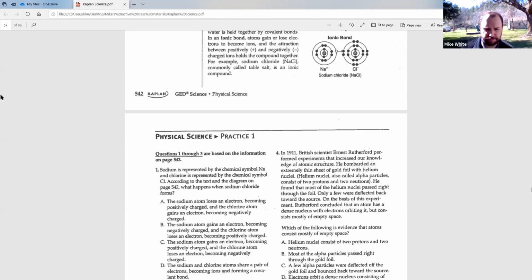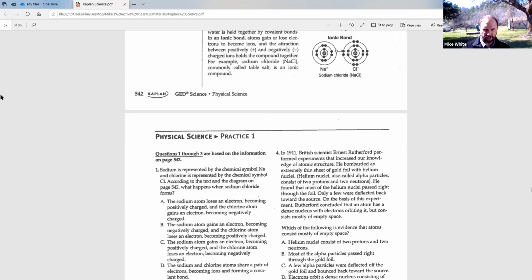All right, so let's read through these options. And remember, sodium chloride is an ionic bond, meaning it is not sharing electrons like a covalent bond, but giving away or taking electrons. A says the sodium atom loses an electron, becoming positively charged, and the chlorine atom gains an electron, becoming negatively charged. B, the sodium atom gains an electron, becoming negatively charged, and the chlorine atom loses an electron, becoming positive. C, the chlorine atom gains an electron, becoming positively charged, and the chlorine atom loses an electron, becoming negatively charged. Or D, sodium and chlorine atoms share a pair of electrons, becoming ions and forming a covalent bond.